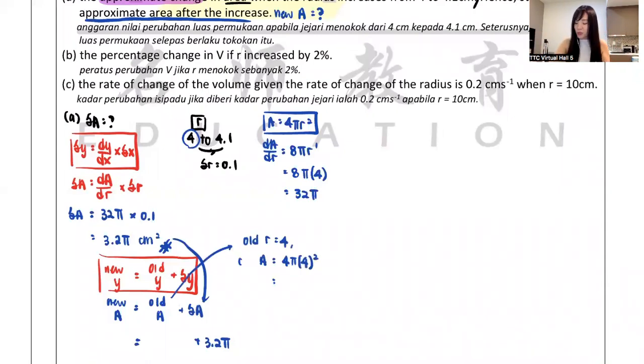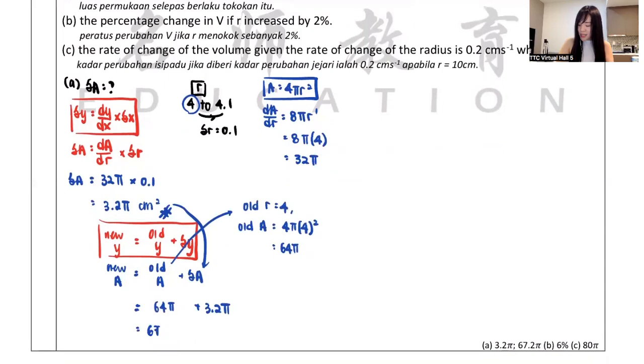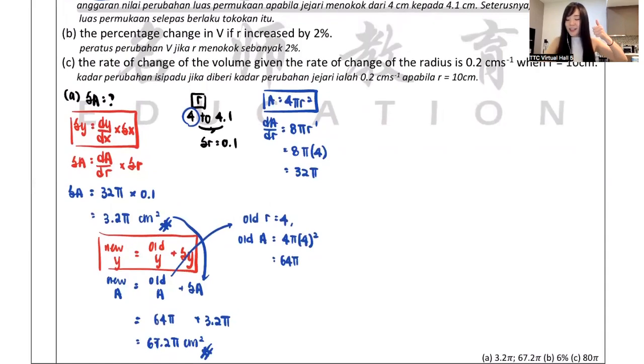This is how you guys always find the old thing. You have one old thing, you sub inside, you will get another old thing. Everything, one very old, okay? So do you guys get 64 pi? So 64 pi plus 3.2 at the end, I guess getting 67.2 pi cm squared for my new area. Done. Let's move on to B.